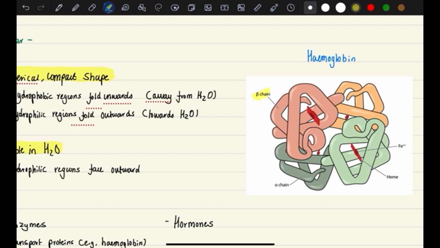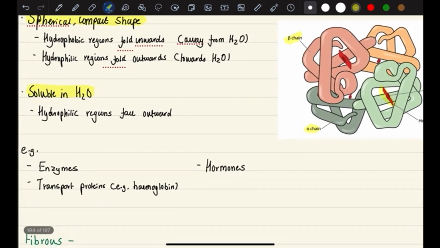And specifically, hemoglobin is really important to know. We've mentioned this before. We've got beta chains, alpha chains. Those are different polypeptide chains, 2 of each. We've also got each of those groups has a heme, which has a central Fe2+. And that's how it's going to be able to carry your oxygen molecules.